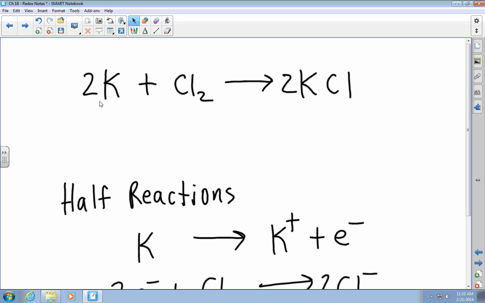right there on the left side of the equation, what is the charge on the potassium? Actually, it's not positive yet. It's 0, because remember, if you have an element in its natural state, the charge is 0. So it's like aluminum foil. Aluminum foil isn't charged. It's aluminum metal. If you have an element in its natural state, its charge is 0.